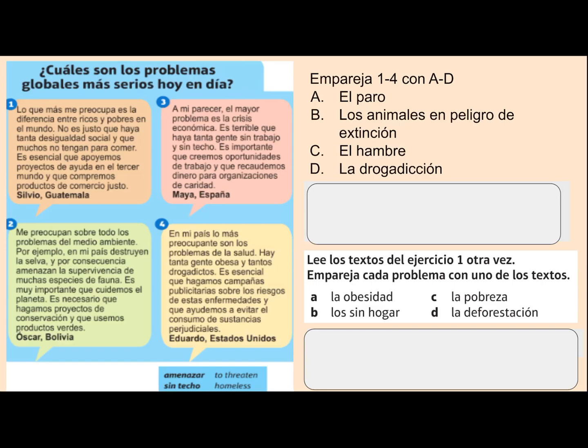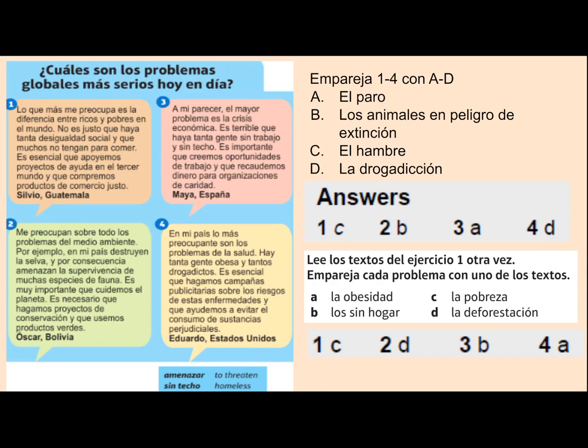Underneath that it says, lee los textos del ejercicio uno otra vez, empareja cada problema con uno de los textos. So read the text from activity 1 again, match up each problem, so the text boxes, with one of the words below. So you're doing something quite similar. I'm going to give you a minute, go into Google Classroom, look at the resource, or zoom in, or if you can see it perfectly, fantastic. The next slide you'll see the answers. So have a go at that for me and pause the video.